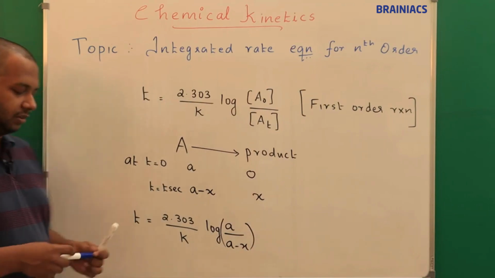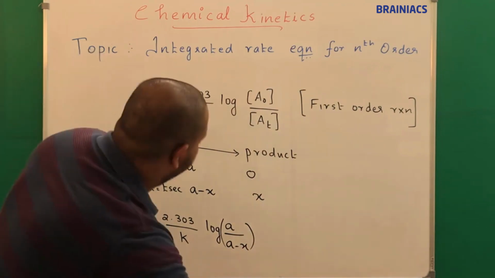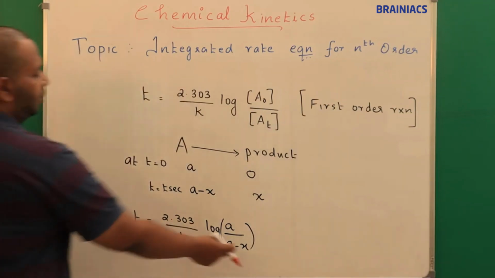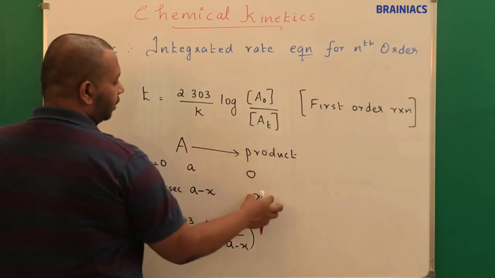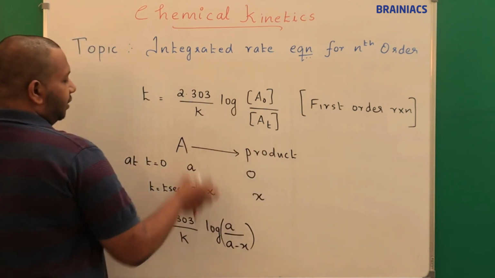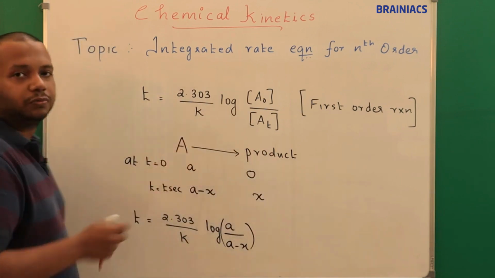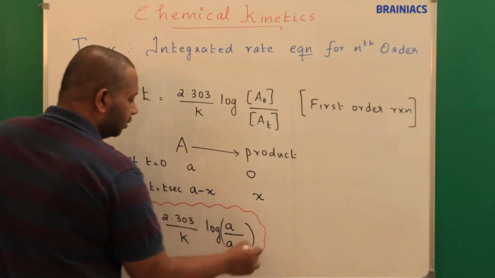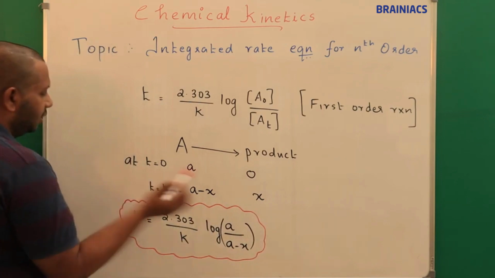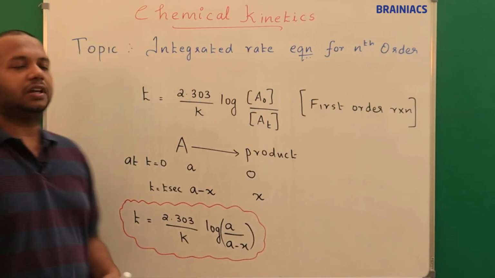In some books you may see this also. Many students will come and ask this doubt: sir, I didn't understand what is X or what is A. So please understand, X is the amount of product formed and A minus X is the remaining amount of reactant. You can note down this equation as well. I hope this equation is also clear for you.